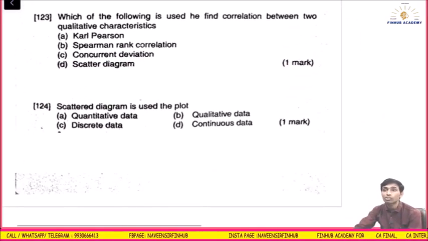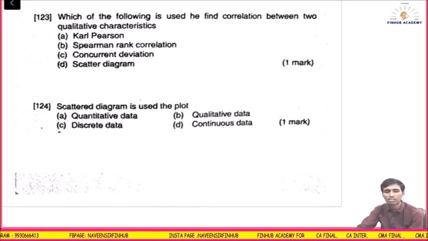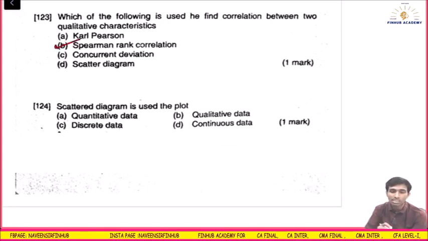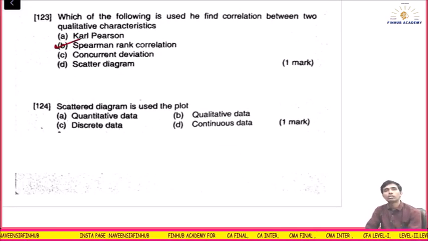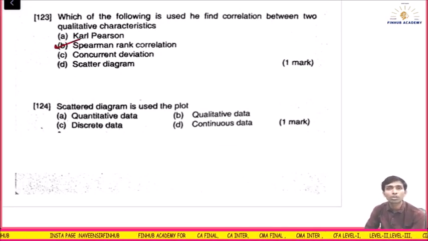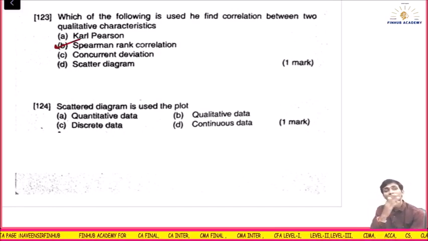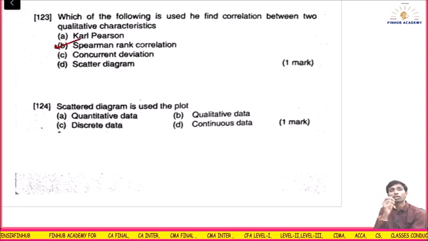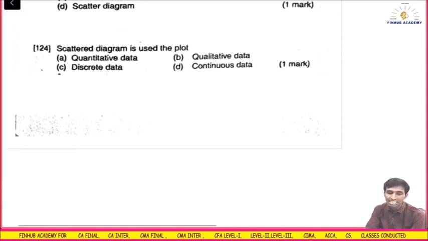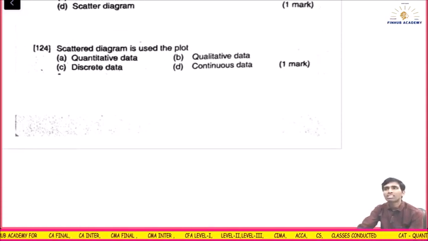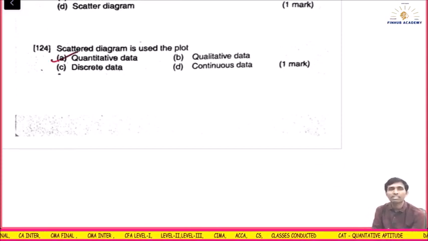Which of the following is used to find the correlation between two qualitative characteristics? When it is quality, what should you use? Spearman's rank correlation. Spearman's rank correlation should be used when there is a qualitative characteristic, when you are calculating the correlation between qualitative data. A scatter diagram is used to plot quantitative data, not qualitative data. You can't plot qualitative data. Quantity numbers need to be there.